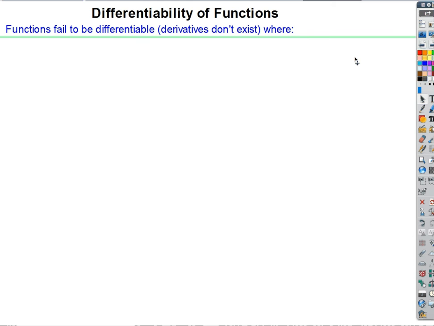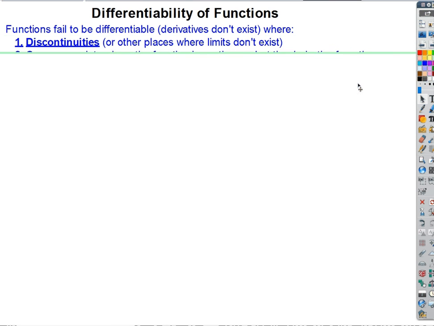So functions fail to be differentiable, derivatives don't exist, where, first of all, there are discontinuities in a function. Okay? So any place where a function is not continuous, the derivative absolutely can't exist. It's impossible. And why is that? I'm not going to try to attach a bunch of mathematical rigor to this, but we can sort of finesse our way through a connection here. Let's go back, this is good review, and it's helpful to put all these pieces together. When you make these connections, that's when math really starts to feel solid.